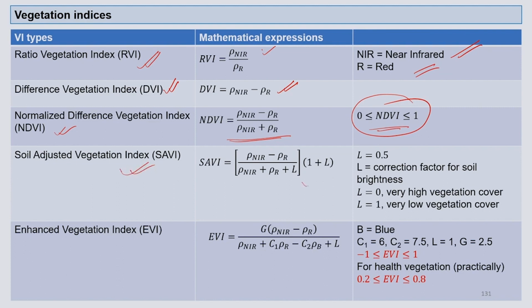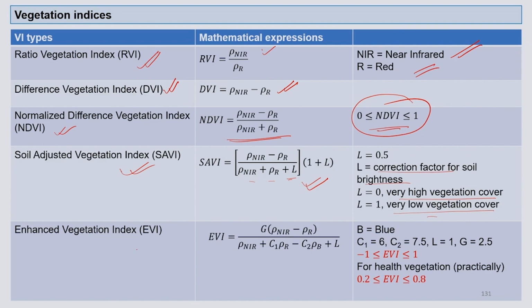Now, SAVI we can calculate through this formula, the same, where rho NIR minus rho R divided by rho NIR plus rho R plus L. Now, what is L? L is the correction factor for your soil brightness. If L is 0, very high vegetation cover. If L is 1, then very low vegetation cover.